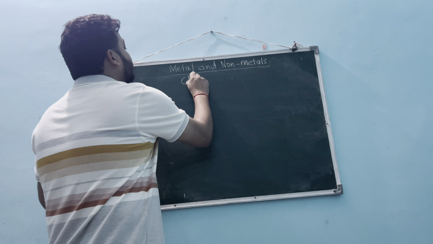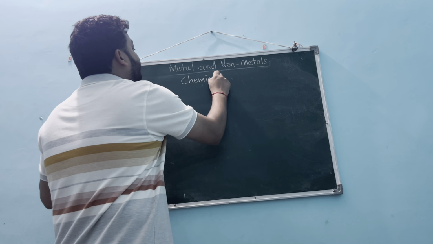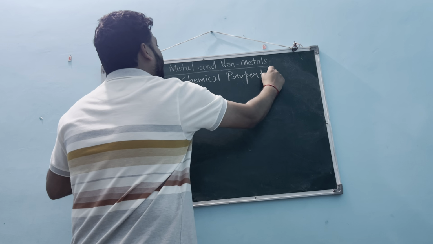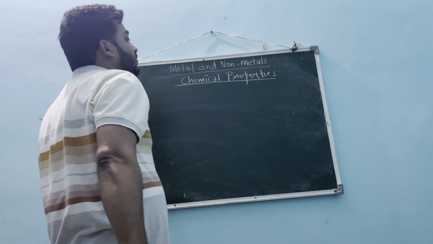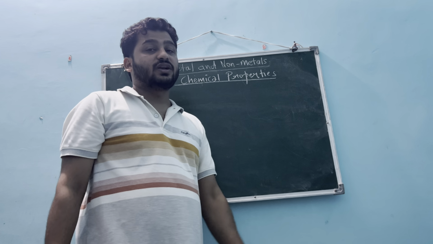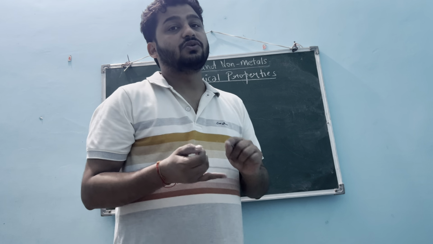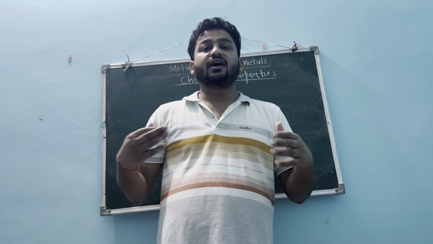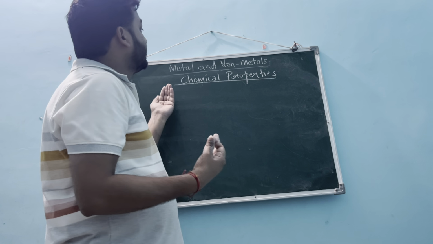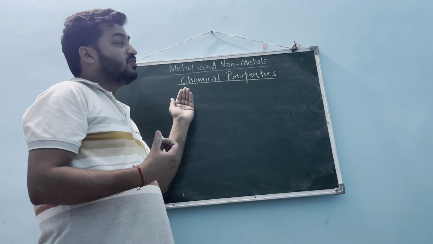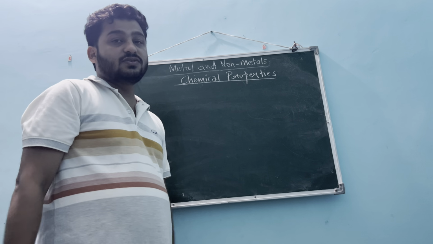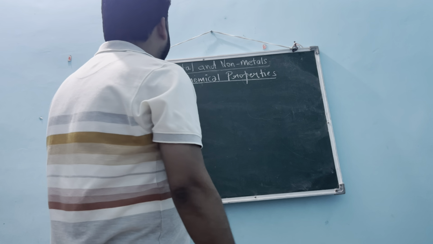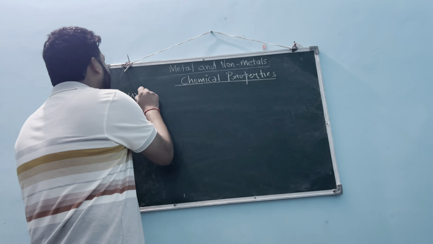Now we will talk about the chemical properties. We can differentiate metals and non-metals by their chemical properties: how they react with oxygen, how they react with acids and bases, how they react with water. They react differently. Today we are going to do just one property, that is when they react with oxygen.